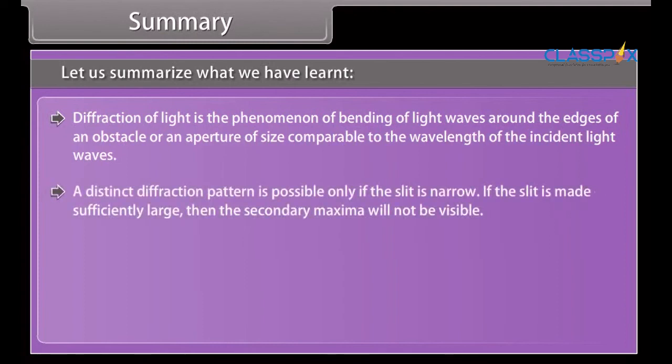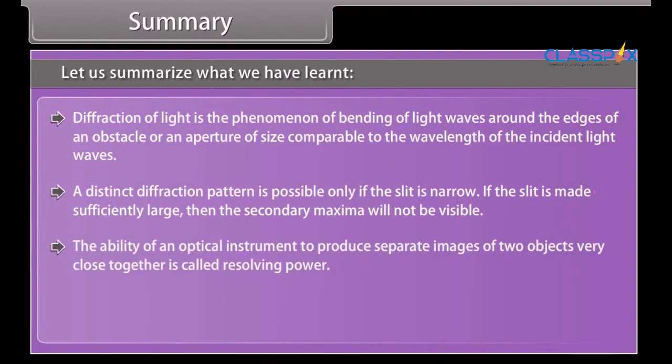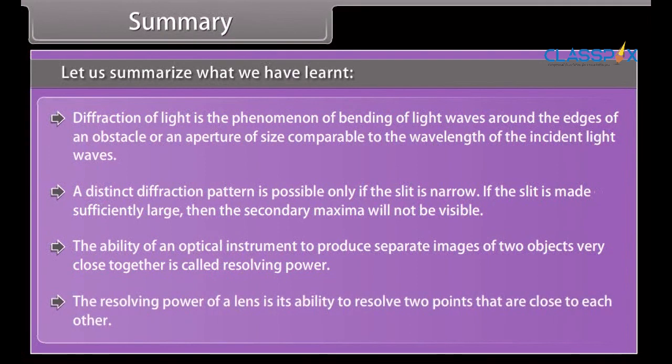A distinct diffraction pattern is possible only if the slit is narrow. If the slit is made sufficiently large, then the secondary maxima will not be visible. The ability of an optical instrument to produce separate images of two objects very close to each other is called resolving power. The resolving power of a lens is its ability to resolve two points that are close to each other.